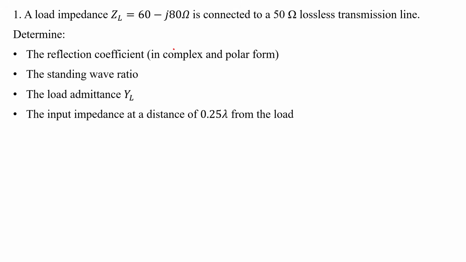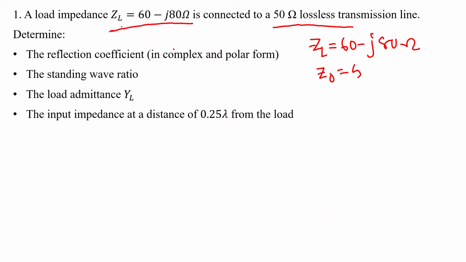In this problem, the question is saying that we have a transmission line with load impedance ZL equals 60 minus j80 ohm, and this load impedance is connected to a 50 ohm lossless transmission line. So that means my ZL value is given. This ZL is nothing but 60 minus j80 ohm, and apart from that 50 ohm is given. This 50 ohm is my characteristic impedance. So Z0 is equal to 50 ohm.